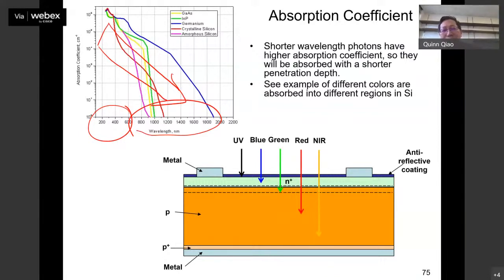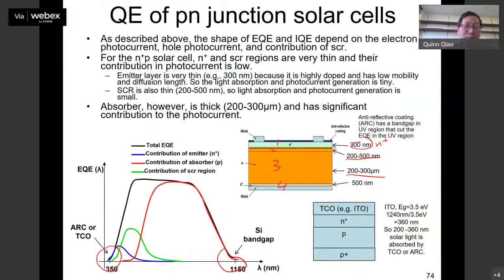Will be depletion regions. When you go to red, that's more like the P layer, okay? And then you go to infrared, that goes to the back contact, right? So that's why, if you see here your QE is not good, your contact has some problem, top contact, emitter has some problem, or anti-reflective layer has some problem.